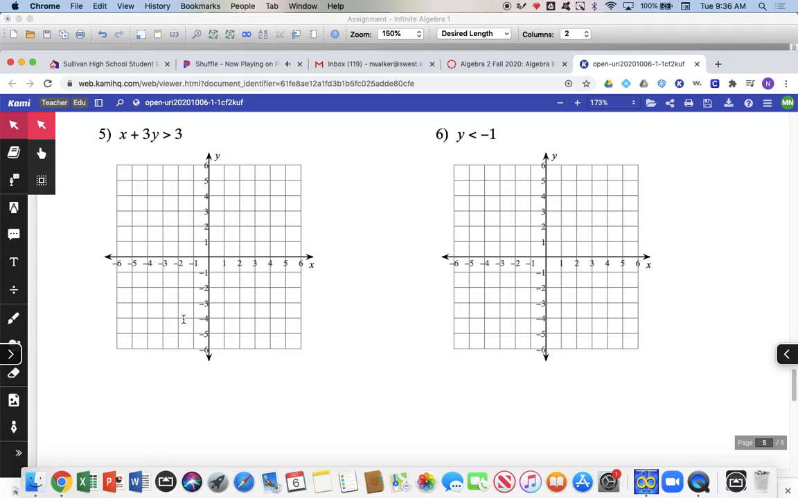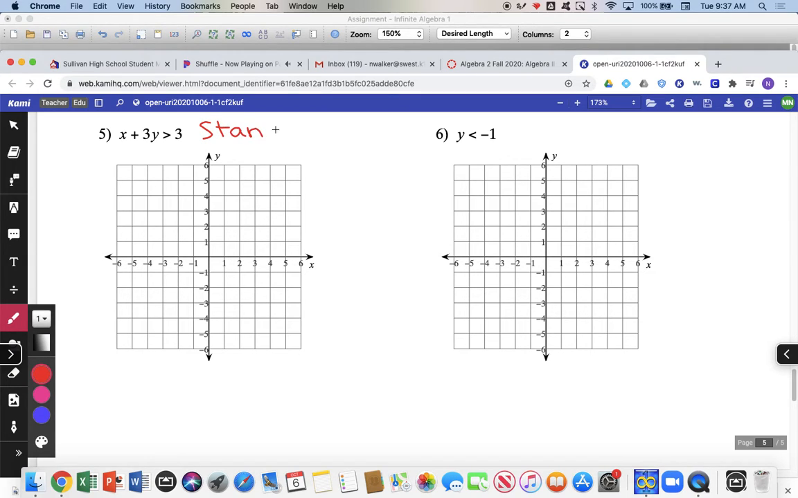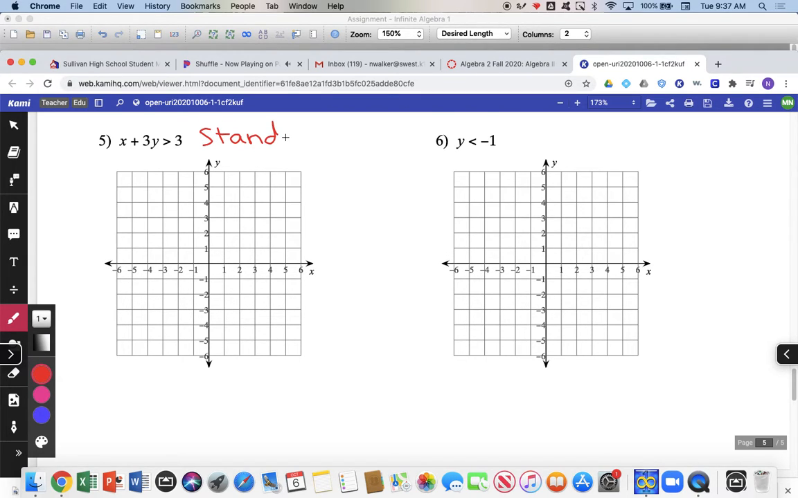Okay, on this first one, x plus 3y is greater than 3. This right here is in standard form. We want it to be in slope-intercept form. So we're going to get y by itself. So if I need to get the y by itself, how do I move this x over to the other side? All right, we're going to subtract it.